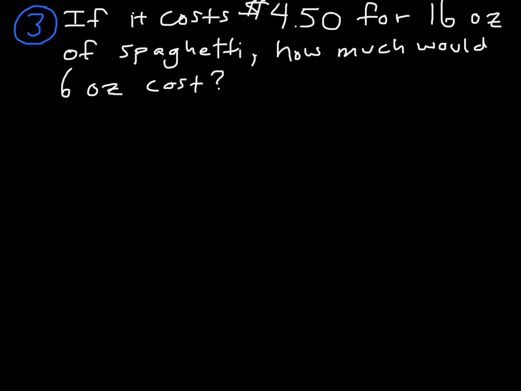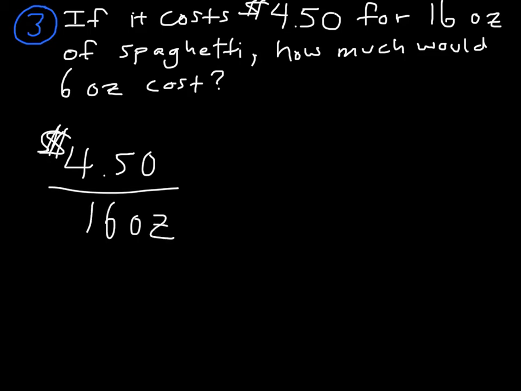All right, number 3 says if it costs $4.50 for 16 ounces of spaghetti, how much would it cost for 6 ounces? All right, so this is where we want to set up a proportion, and the way we're going to do this is take what we know. So we know $4.50 will buy us 16 ounces. So I'm going to write that just like it is written, $4.50 equals 16 ounces of spaghetti.